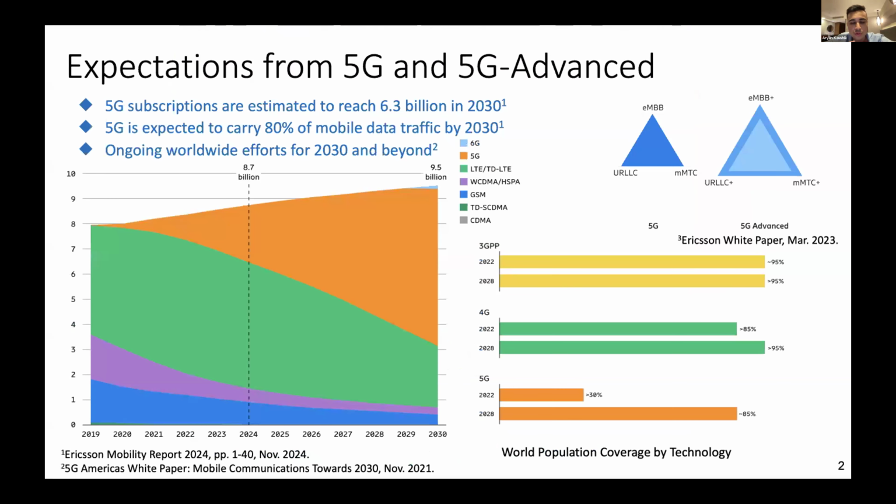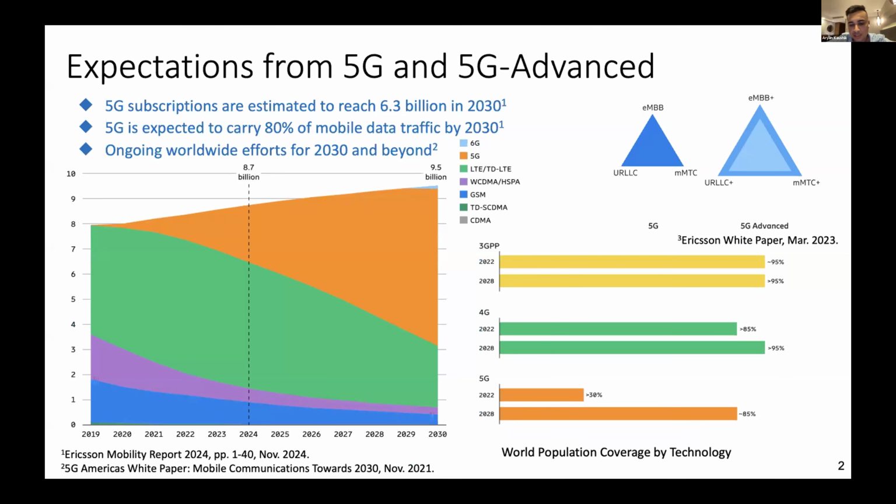So basically, to get into the topic right away, because we don't have too much time, just to give some introductory background on what we had been expecting with our 5G services, we see that the subscriptions for 5G are estimated to reach about 6.3 billion by 2030. So this is quite a large number compared to our previous standards.